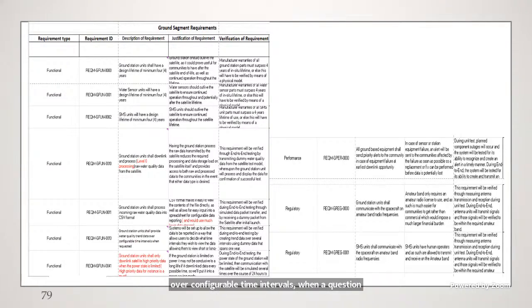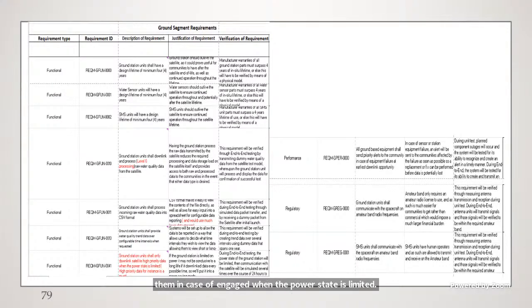The ground station units shall only download link high priority data when the power state is limited. In some cases the power state is limited and the high priority data, for instance, is a must. So we need to download it in the case when the power state is limited.